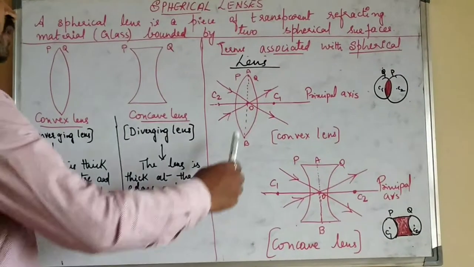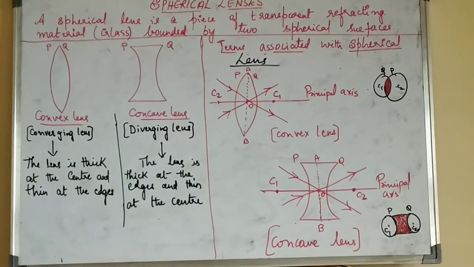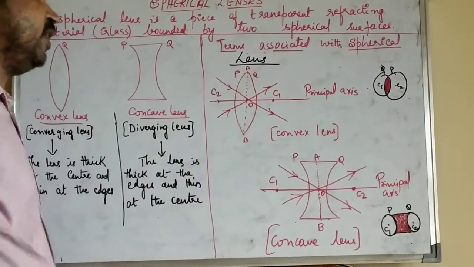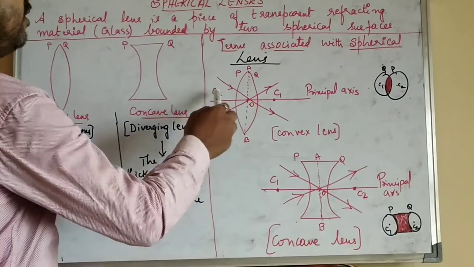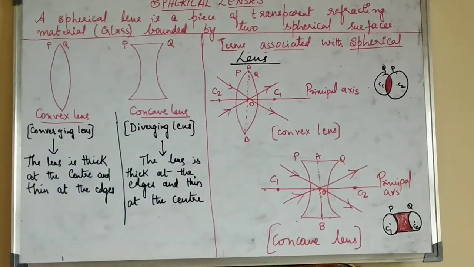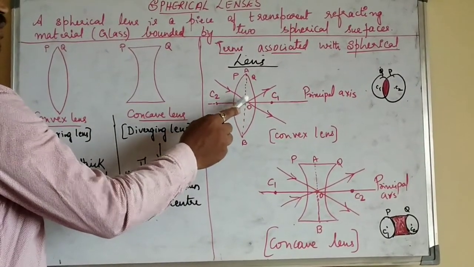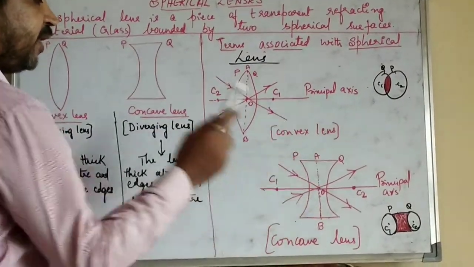Next comes what? So three definitions are over, right? Which are those definitions? Aperture, then center of curvature, and principal axis. The last definition is the optical center. Very important. You can see here the optical center O, right? Here also there is an optical center O.